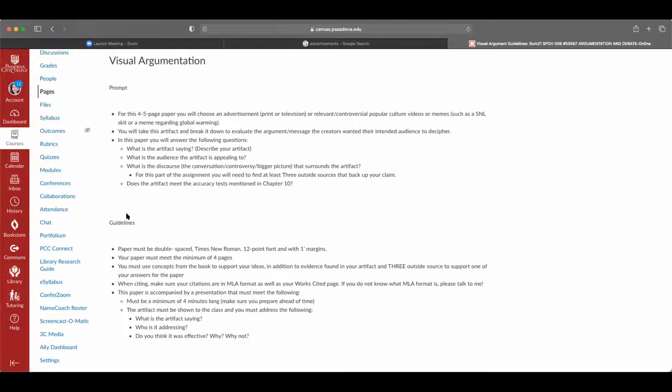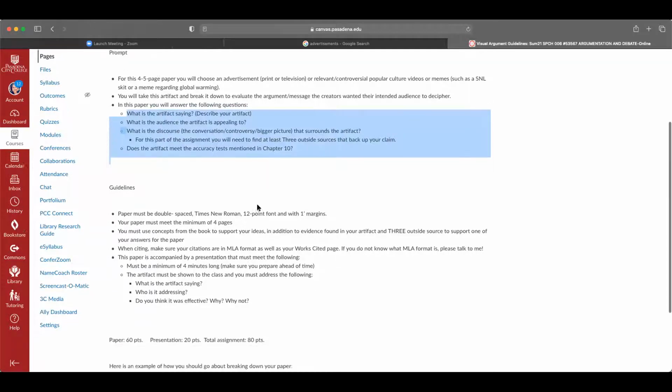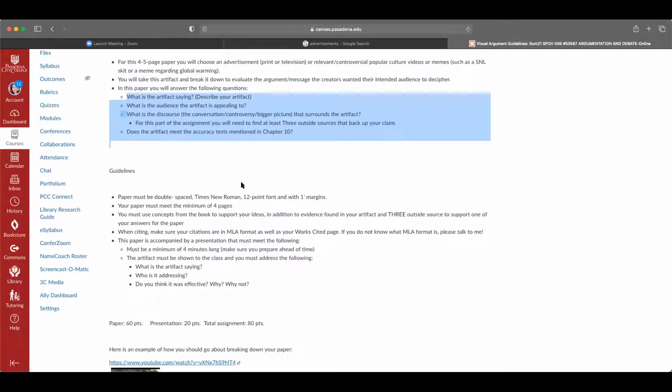So you're only answering 4 questions in your paper, and the only place where you're going to need 3 outside sources to support your claim is for question number 3, which talks about the conversation or the controversy or the bigger picture that you're addressing. So these right here are the questions that I want you to answer. This is what I want you to focus on when you're writing your essay.